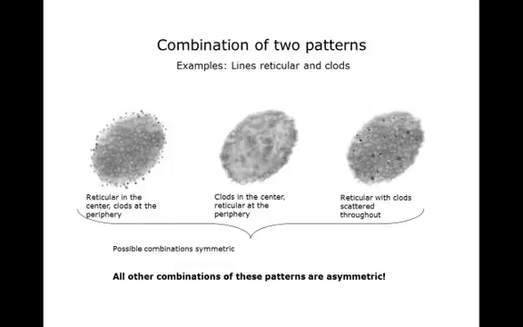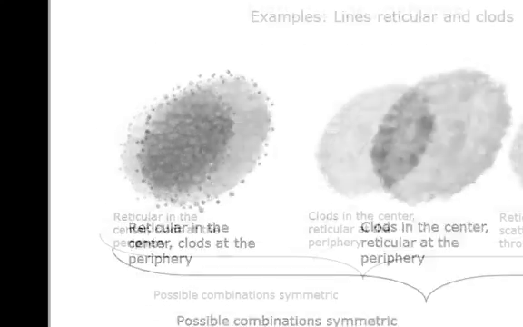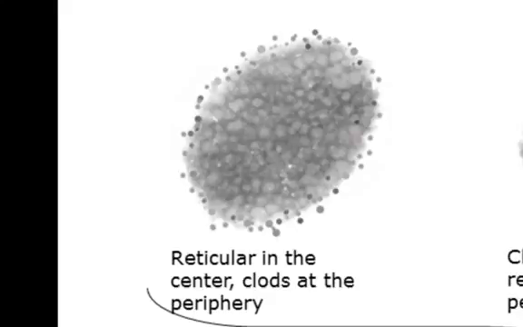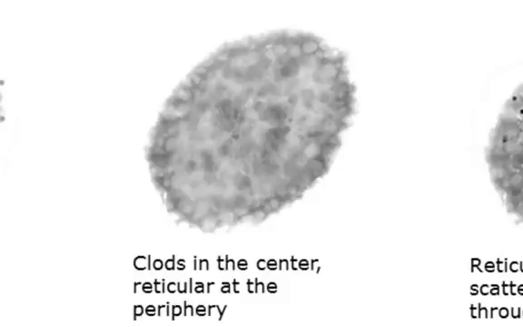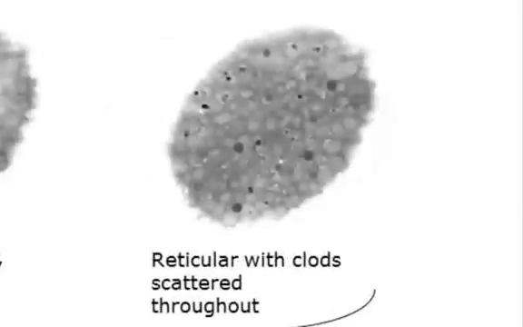Well, there are only three possibilities to combine two or more patterns symmetrically. For example, here, reticular lines and clods. On the left side, you see one possibility to combine these two patterns symmetrically, reticular lines in the center and clods at the periphery. In the center you can see the second possibility, clods in the center and reticular lines at the periphery. And on the right side, you can see the third and last possibility, reticular lines as a background and clods evenly dispersed throughout the lesion.